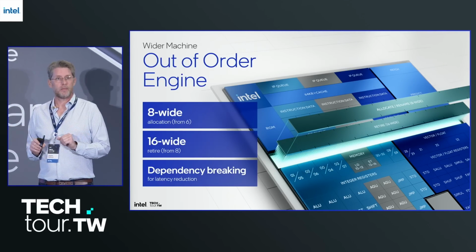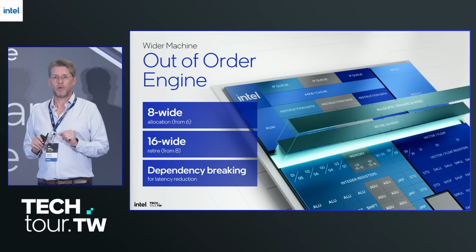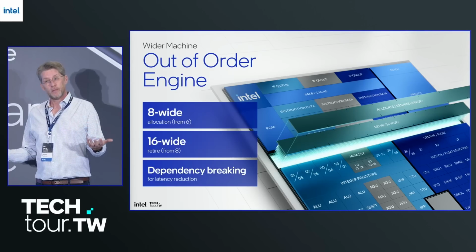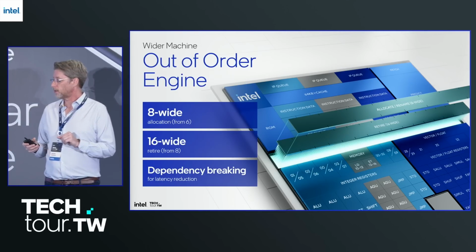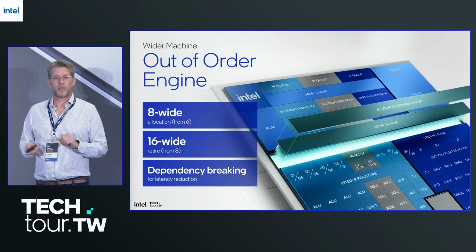This short circuits the dependency chain and gets more IPC, more performance, and it does it in a very efficient way because we're breaking dependencies. We don't have to wait as long. So that's our out-of-order engine.